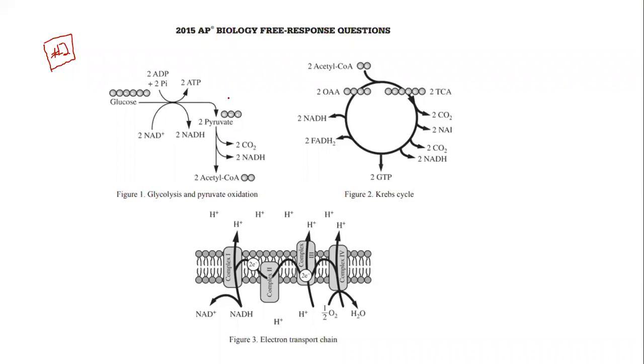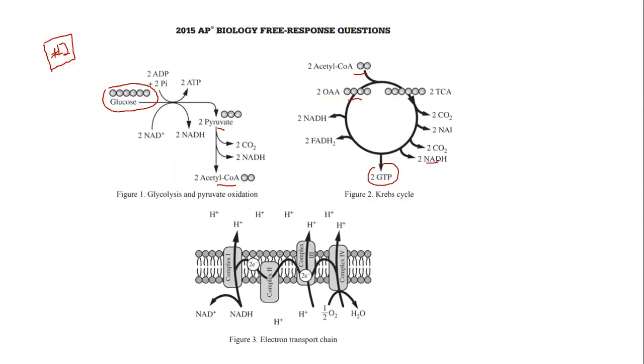So let's just take a look at this first animation. It gives you a really simple overview where glucose gets broken down into pyruvate. Pyruvate is then oxidized even further into acetyl-CoA. Then it gives you the Krebs cycle over here, where you take that acetyl-CoA, combine it with oxaloacetate, and this is the whole Krebs cycle or citric acid cycle.